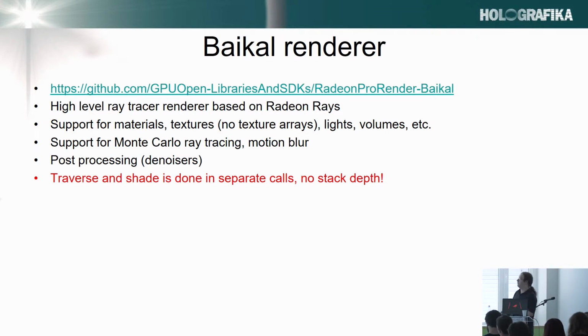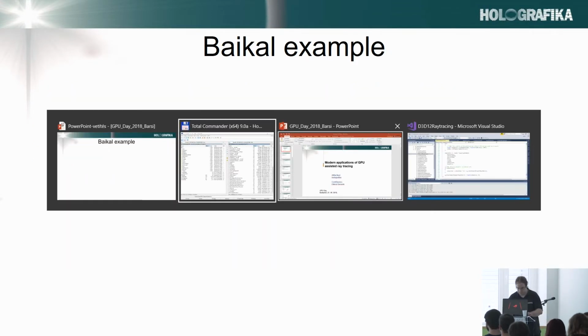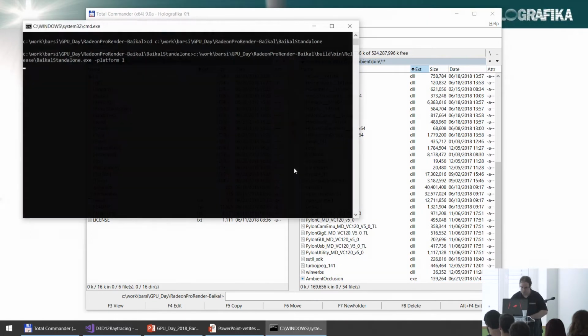So it supports materials, textures. Unfortunately, there are no texture rays, lights, volumes, and so on and so forth. Monte Carlo ray tracing, motion blur, post-processing. And the nice thing about this is that you don't need the stack. So traverse and shade are done in separate kernels. You don't need the stack, so you can use the shared memory for your own purposes. I will very quickly show an example of this.